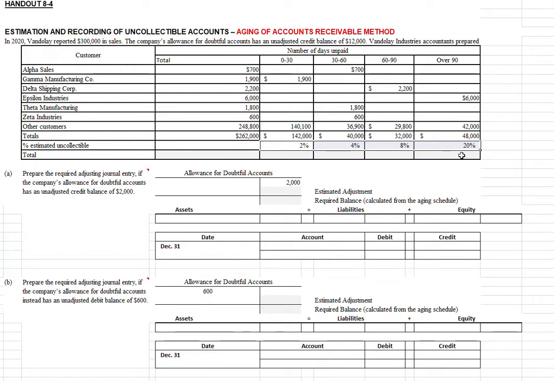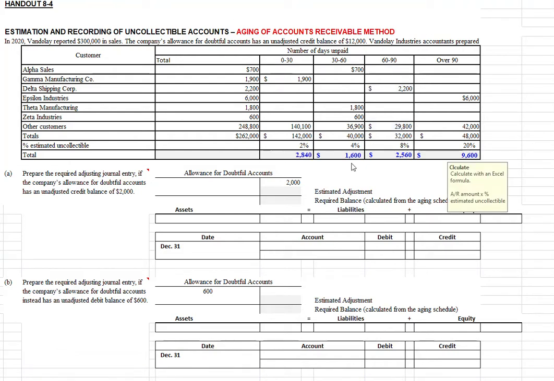So what do we do? We take the 20% that we estimate, or the $48,000 in this 90-day period, and multiply it by 20%. And we estimate that $9,600 is how much we need in the allowance for doubtful accounts for the receivables that are over 90 days past due. For the 60 to 90 day period, we take the $32,000 and multiply it by 8%, and we're estimating that $2,560 of this $32,000 in receivables will go uncollected.